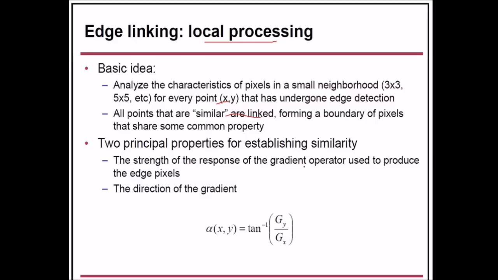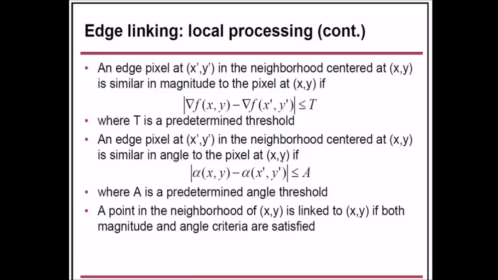First is the strength of the response of the gradient operator, which is used to produce the edge pixels, and then the direction of this gradient, which is given by tan inverse of gy by gx. Now an edge pixel at x',y' in the neighborhood centered at x,y is similar in magnitude to the pixel at x,y when the difference of the gradient at x,y and the gradient at x',y' is less than or equal to some threshold T. This T is our predefined threshold.